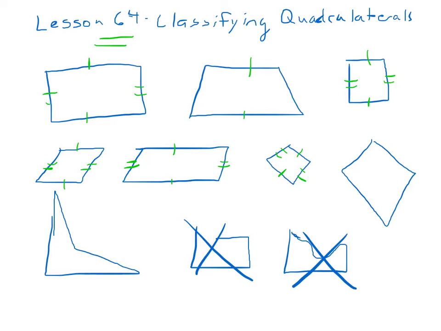So let's name some of these. If they have no parallel sides, we call that a trapezium. This we actually call a kite over here because it looks like a kite. This side matches this side in length, and this side matches this side in length.